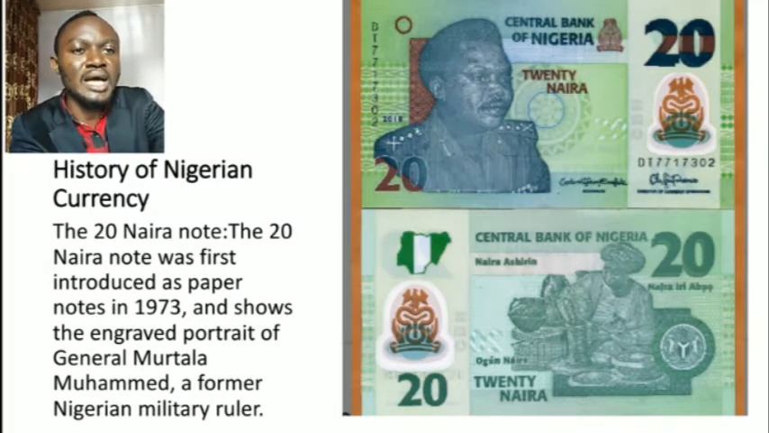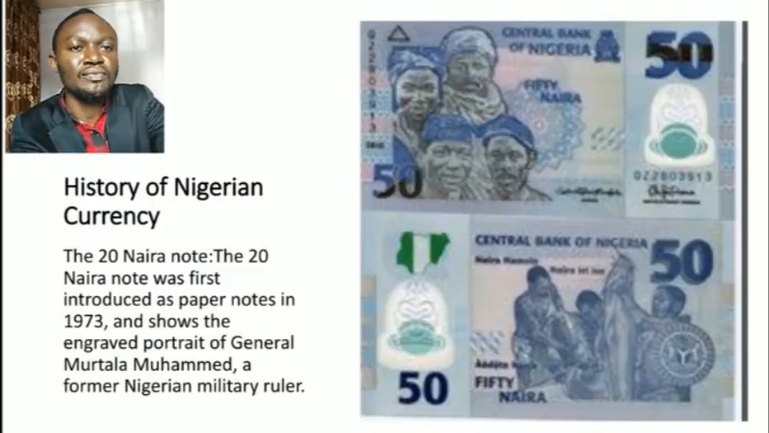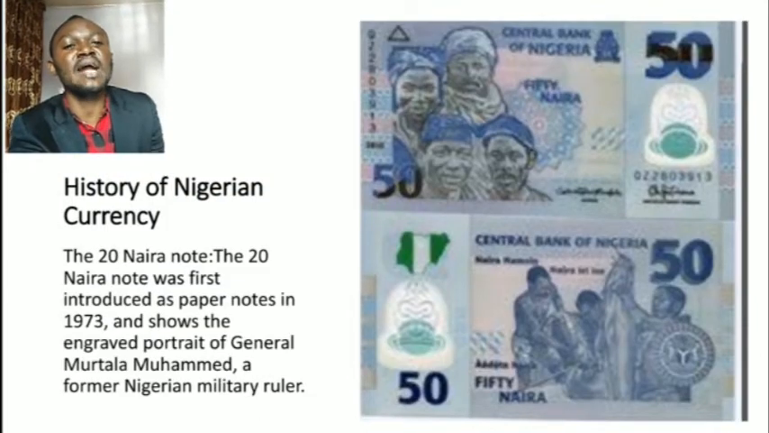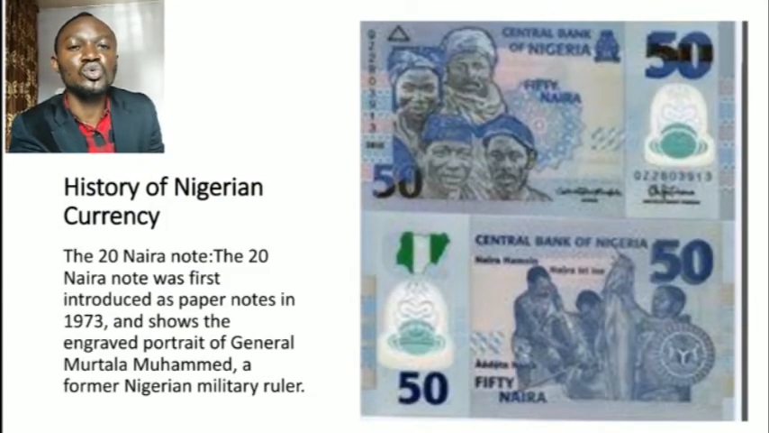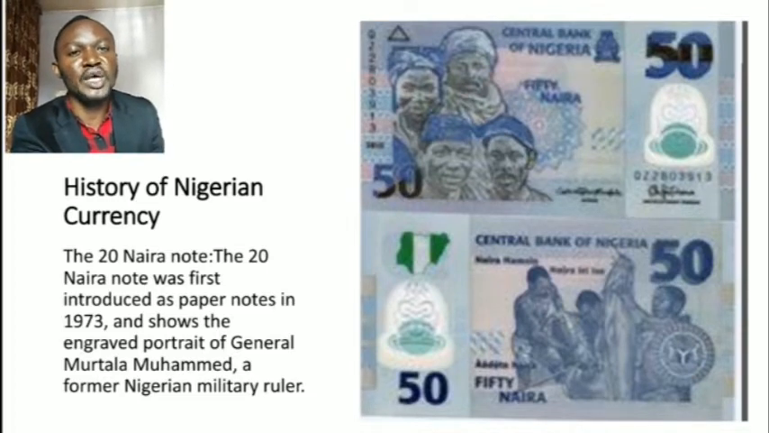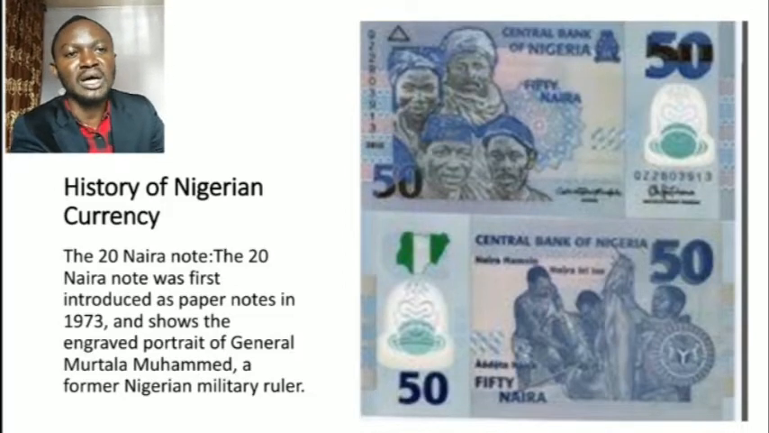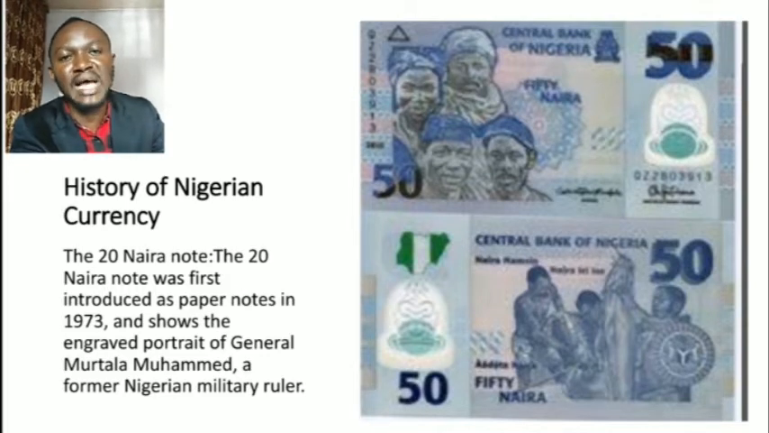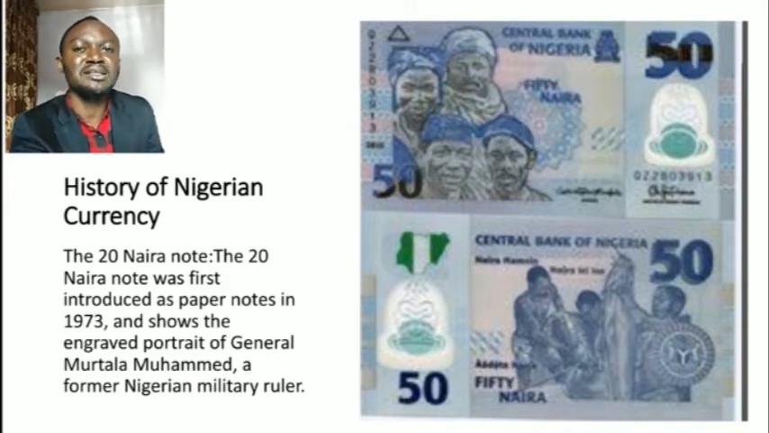We have the 50 Naira notes, which was also issued in time past, and it has special images. Images of the various major tribes in Nigeria, representation of the major tribes in Nigeria: Hausa, Igbo, Yoruba, and even the Fulani tribe. All right, these are the major tribes in Nigeria.